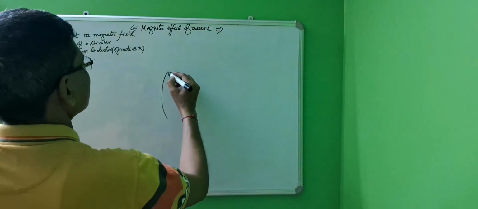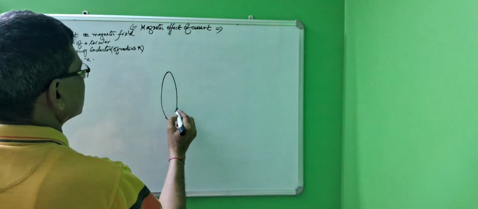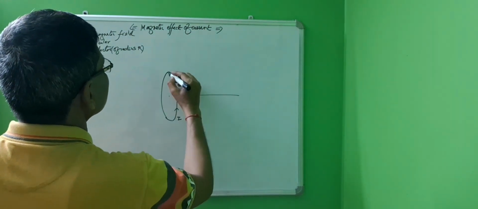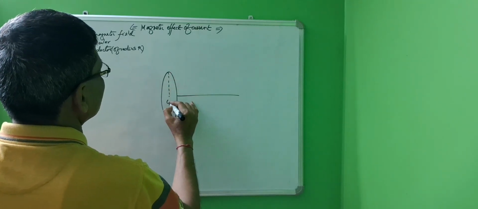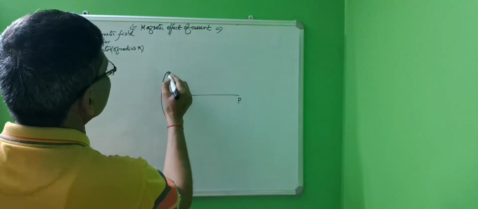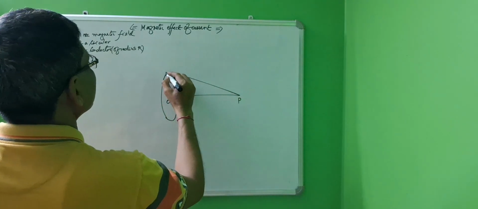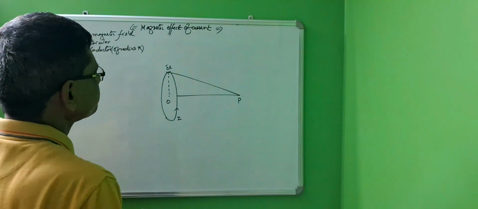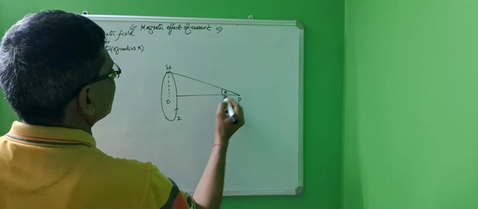Suppose there is a circular current carrying coil. I is the current, this is the center. Suppose this is point O, this is point P. Take here a delta L segment. Suppose this one is theta.